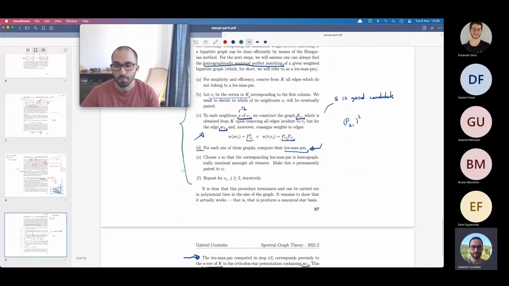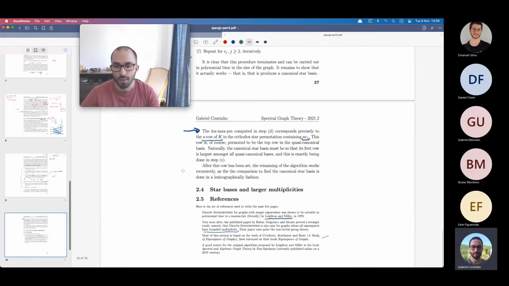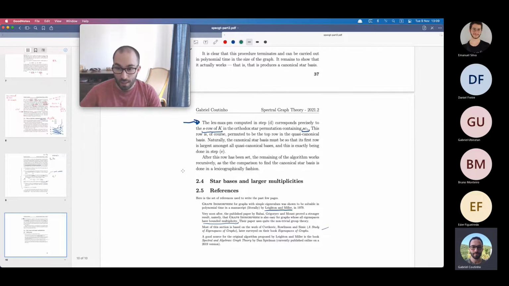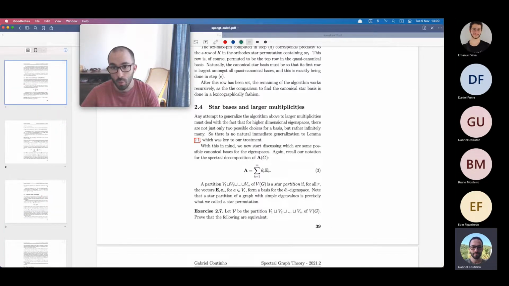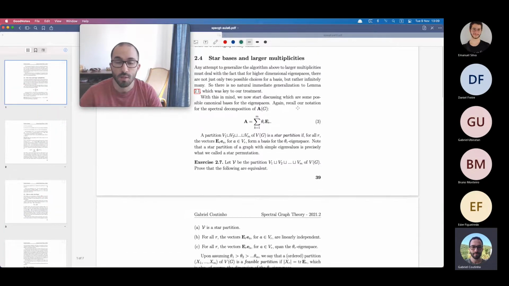Now, this pretty much settled the problem of deciding whether or not your graphs with simple eigenvalues are isomorphic. How about other graphs? How about graphs in which one eigenspace has possibly a larger dimension? What can you do? All right, so this is the topic of today's class. We will talk about star bases and larger multiplicities.